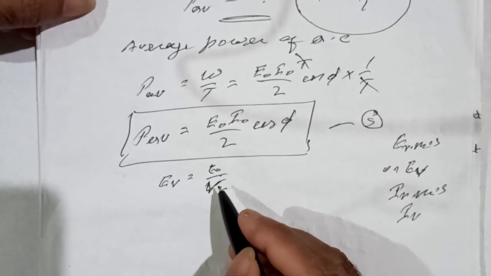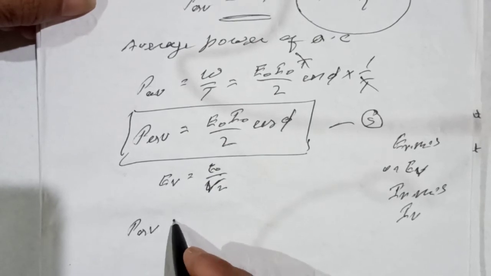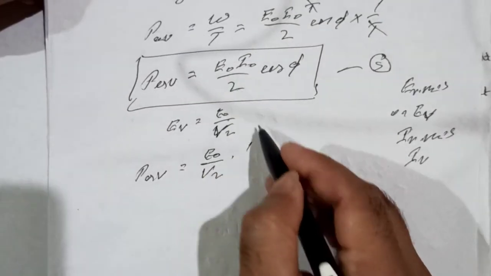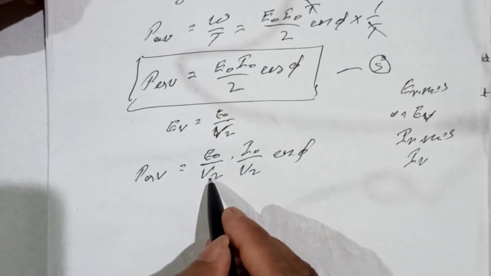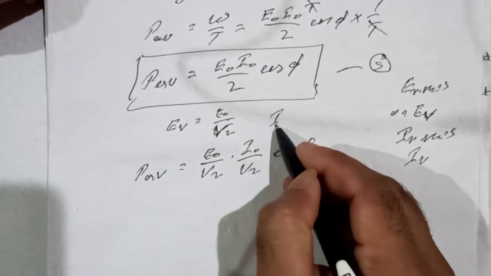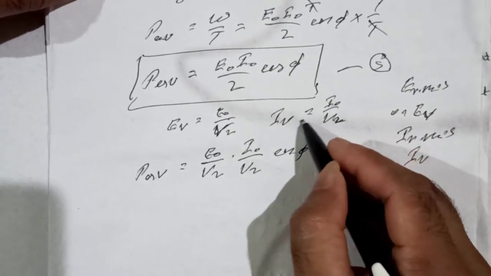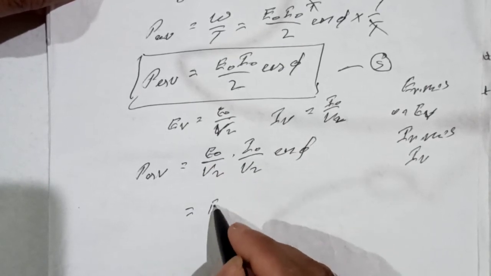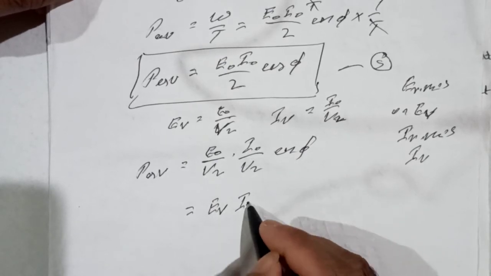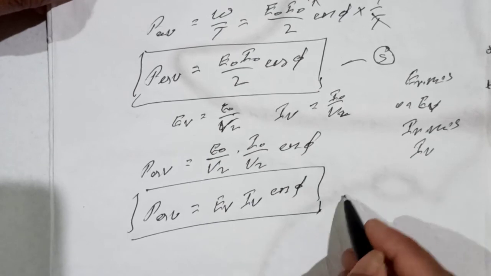So we can split this 2 into root 2 into root 2. So root 2 into root 2 is 2, so cos phi, and E naught by root 2 is E V, I naught by root 2 is I V. We already know these relationships from the beginning of this chapter. E naught by root 2 is E V and I naught by root 2 is I V, the virtual value of current and virtual value of EMF. So this is another important equation.